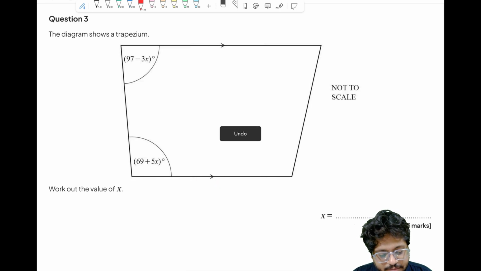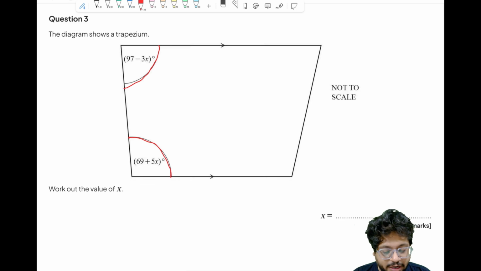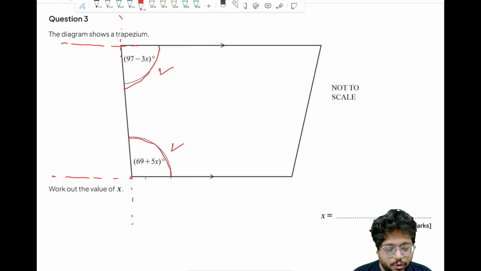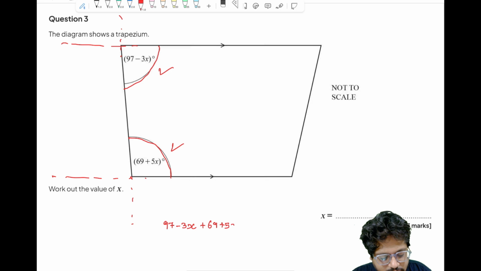Now you see, this is a trapezium because one pair of opposite sides are parallel to each other. And in a trapezium, these two angles are supplementary. They sum up to 180, because if you extend these two sides, they are parallel lines, and this is a transversal line. In that case, this pair of angles form co-interior angles, and co-interior angles are supplementary, correct? So I can say that 97 minus 3x plus 69 plus 5x is equal to 180.